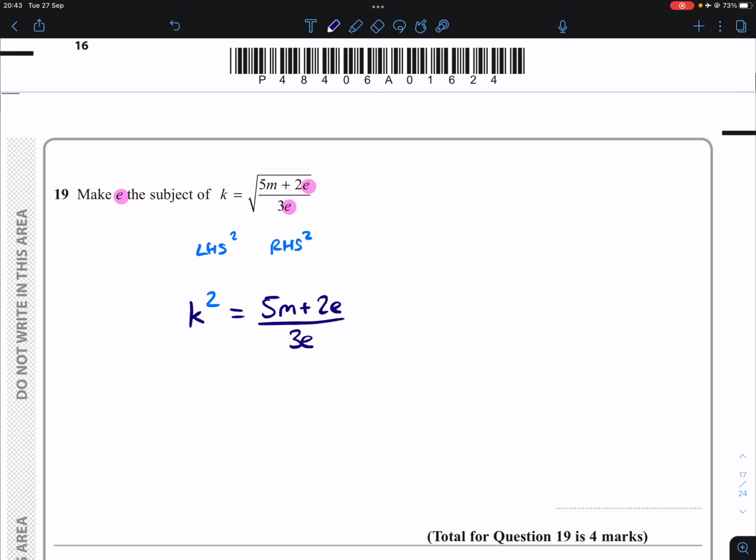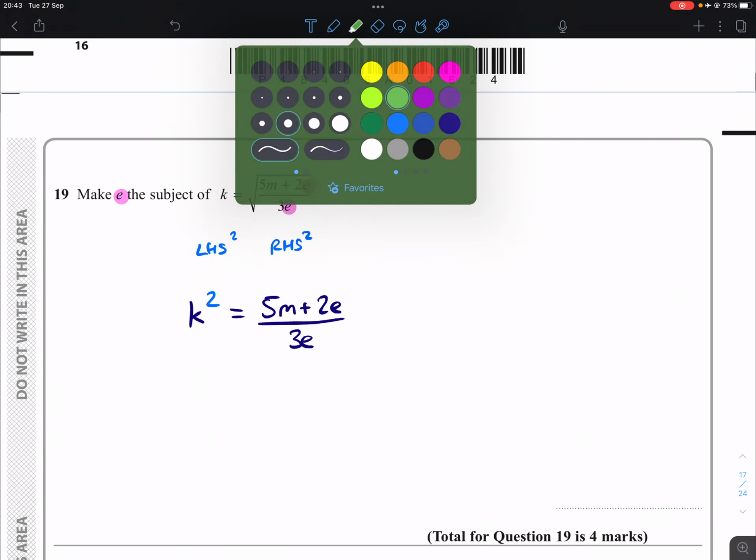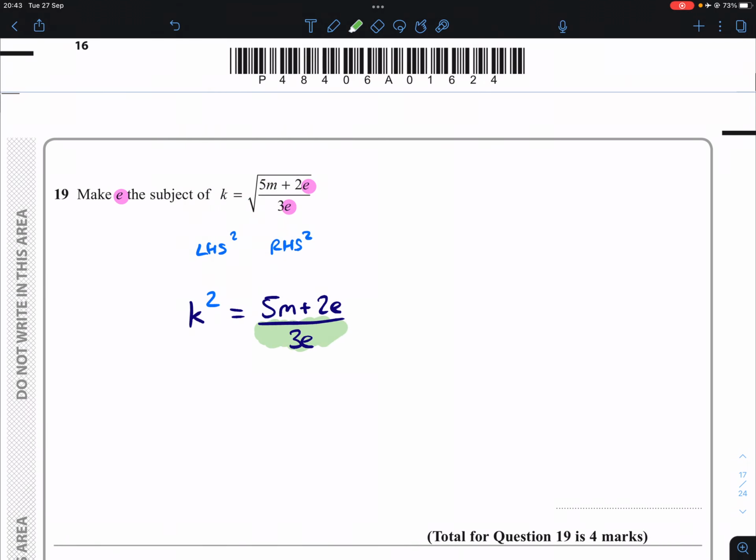Once you've got rid of any large roots like that, you kind of want to eliminate any fractions that you have. So the next thing I want to do is get rid of this over 3e. So I'm going to multiply both sides by 3e, which will give me a 3ek squared. And on the right hand side I'll have 5m plus 2e, like so. So the fractions are gone.